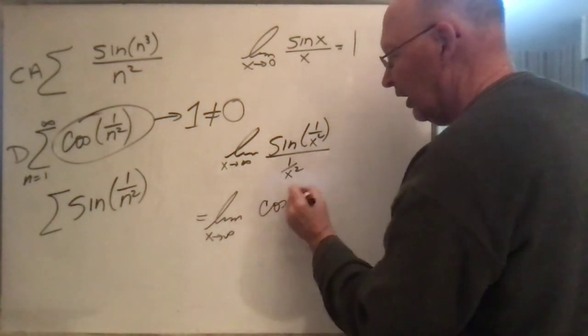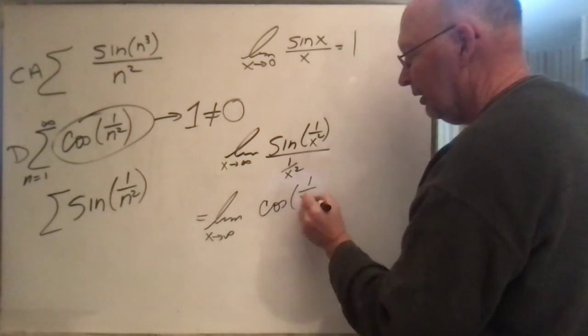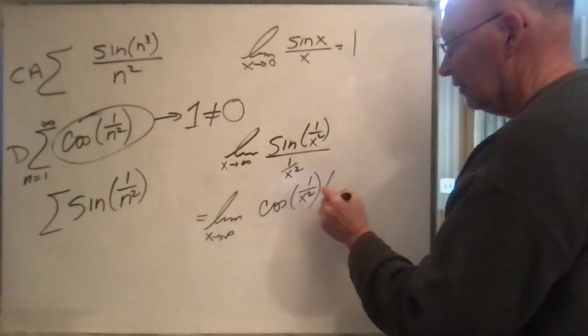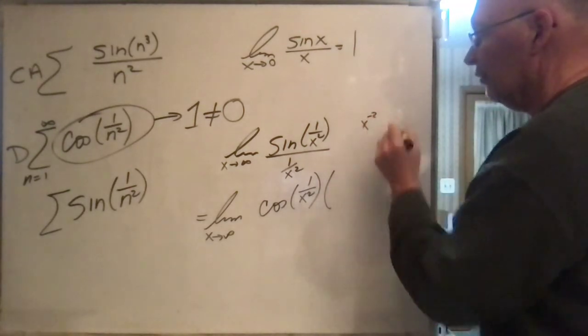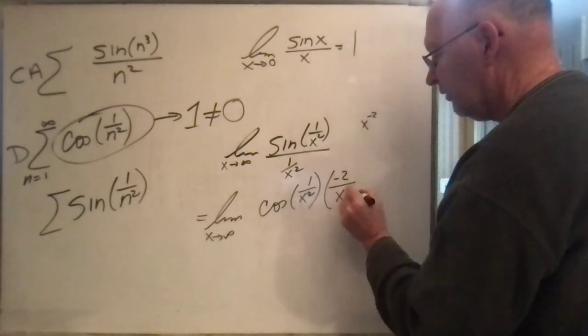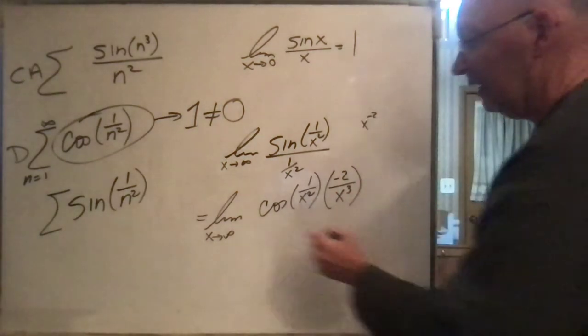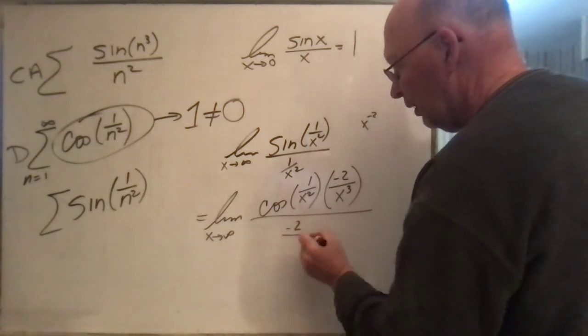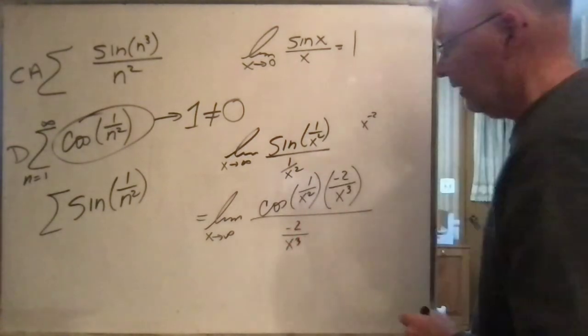What's the derivative of the sine of anything? It's the cosine of that thing, right? Times the derivative of this thing. The derivative of that is going to be what? That's x to the minus 2, so it's going to be minus 2 x to the minus 3. So it looks like that. Down here, look at here, the same thing. Negative 2 x to the minus 3.